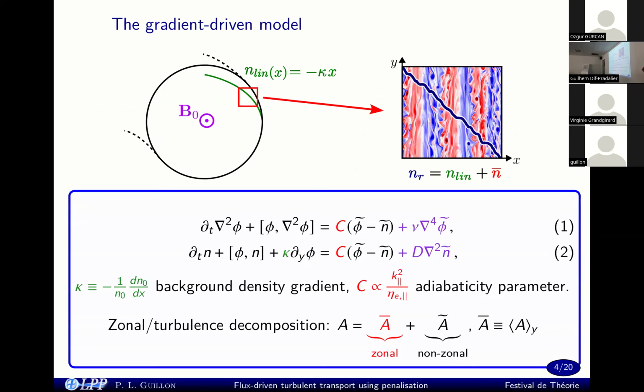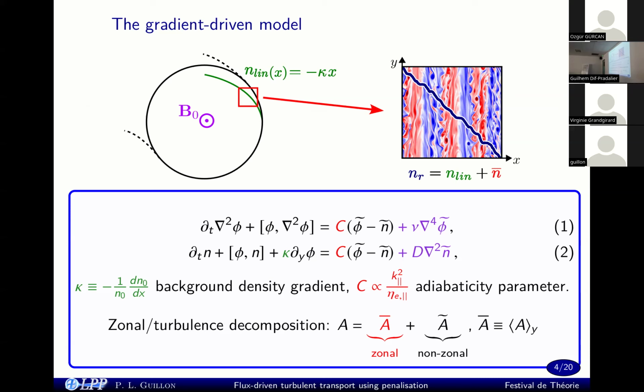Okay, so let's start with the classical gradient-driven Hasegawa-Wakatani system, which is a simple model for 2D turbulence in tokamak plasma. We take a 2D slab, which is perpendicular to a uniform and constant magnetic field. We assume that we have only a linear profile of density with a constant gradient kappa. And we look at the fluctuations of the electrostatic potential phi and the density n around this background linear state.